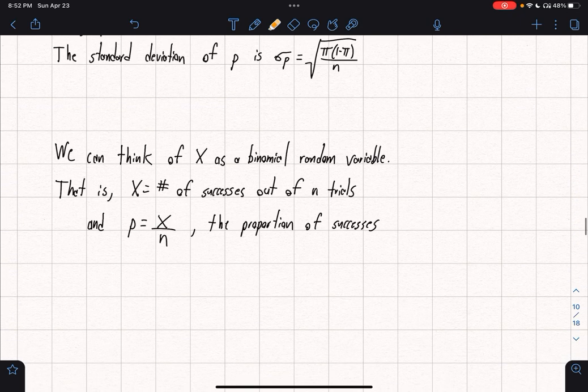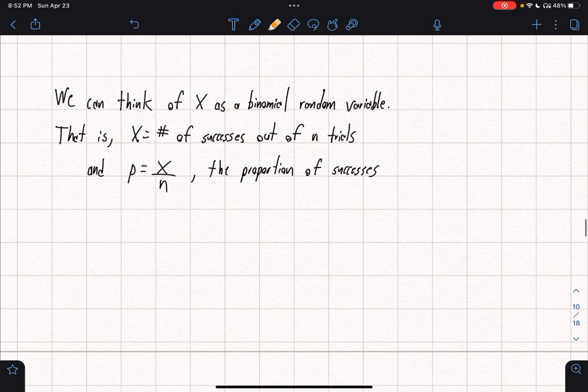We can think of this as a binomial random variable, if you can recall what the binomial random variable was, which was that x is just the number of successes out of n trials. And so all p is, what we're measuring now, is just the number of successes out of those n trials. So it's the proportion of successes. We're interested in the proportion of successes in the population, and our guess for that will be the proportion of successes in our sample.